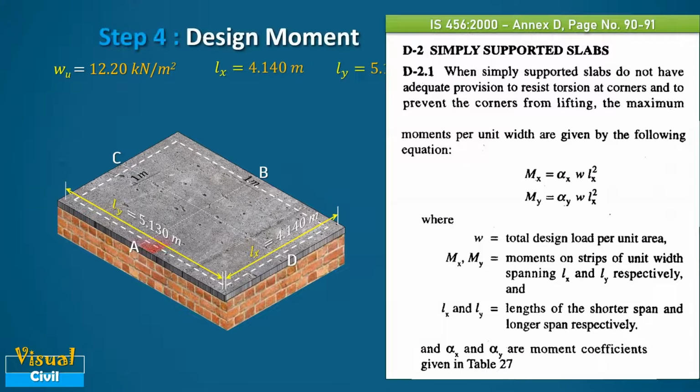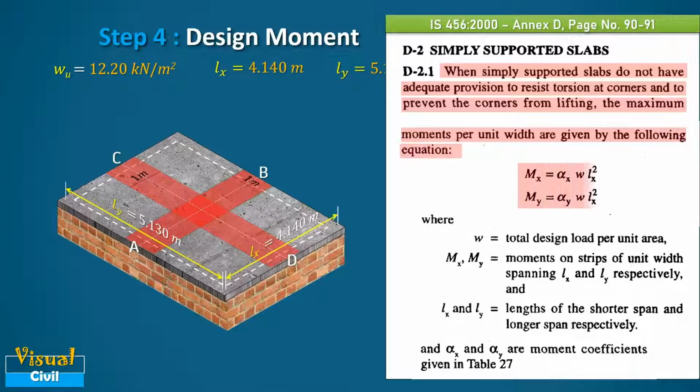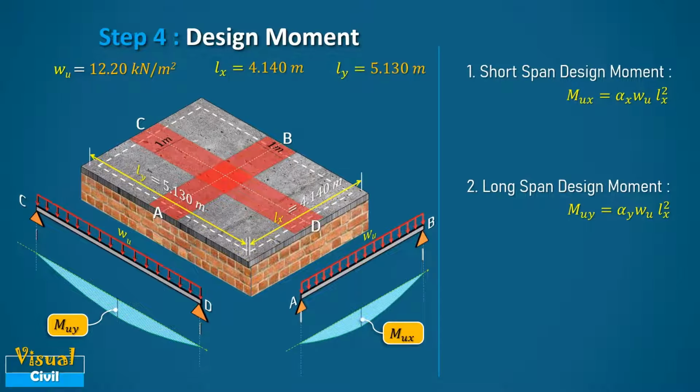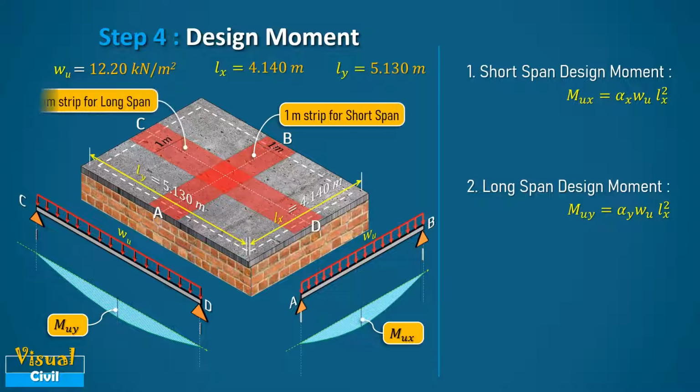In next step, let us compute the design moments. When simply supported slabs do not have adequate provisions to resist torsion at corners and are allowed to lift up, then design moments per unit width will be calculated based on the equations given in clause D 2.1. For the calculation of design moments, unit width strip at midspan for short span and long span are considered.